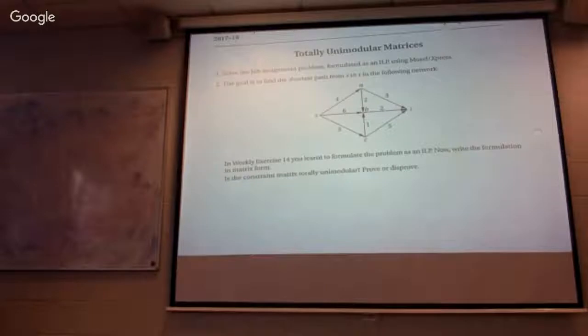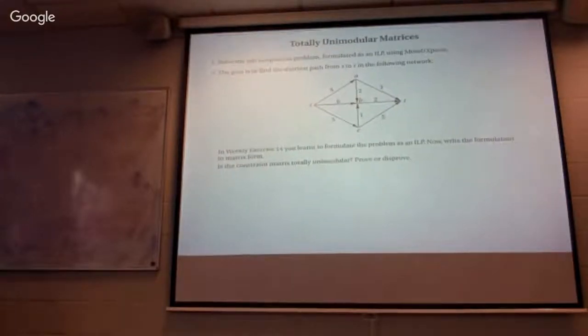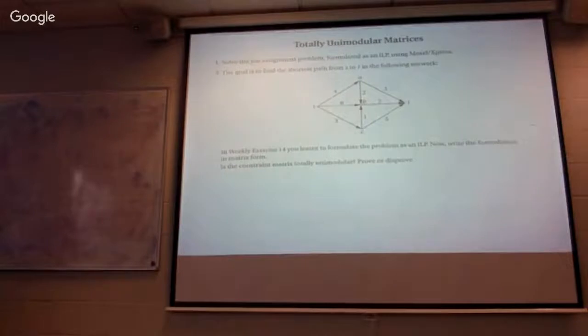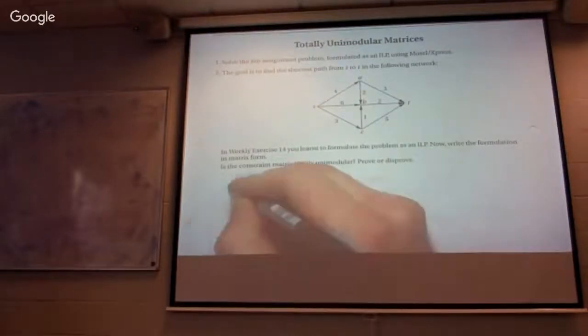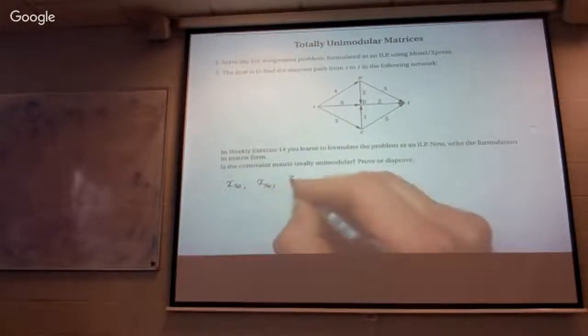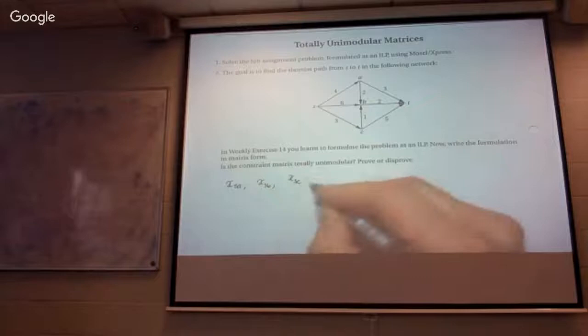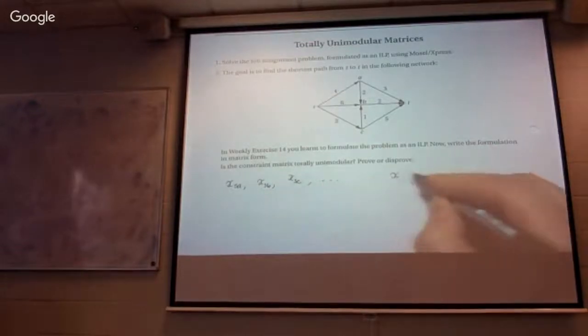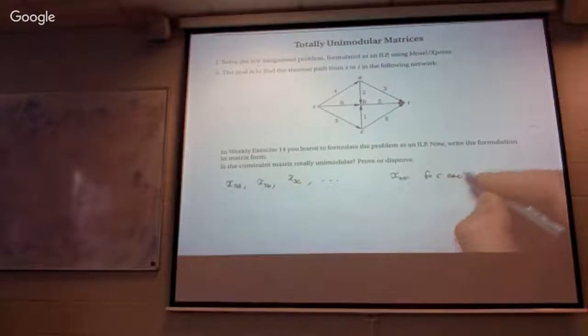Okay. I've got to bring the solution that I have from the previous one. But the idea was that for each of the arcs, you have a decision variable. So there would be x_SA, x_SB, x_SC, and so on. So x_UV for each arc UV.